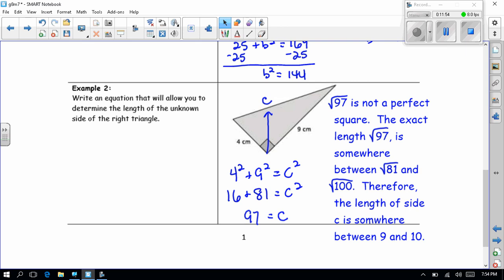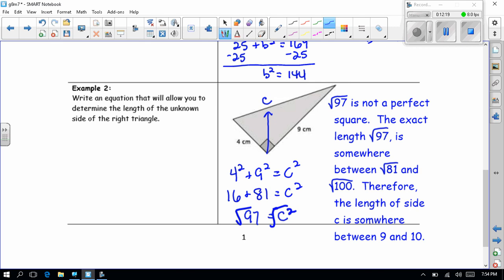The square root of 97 is not a perfect square. The exact length of the square root of 97 is somewhere between the square root of 81 and the square root of 100. Therefore, the side length of C is somewhere between 9 and 10. I also forgot my square root sign. Sorry, I hope that didn't confuse anybody.